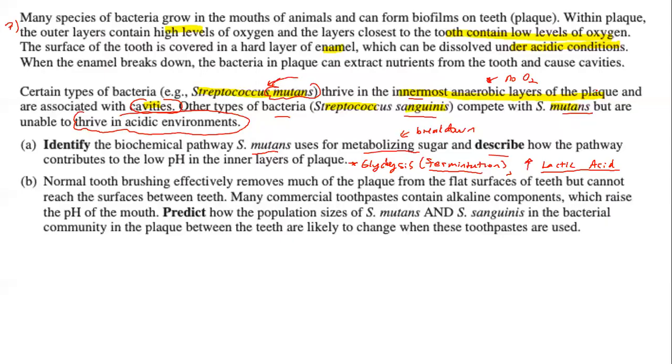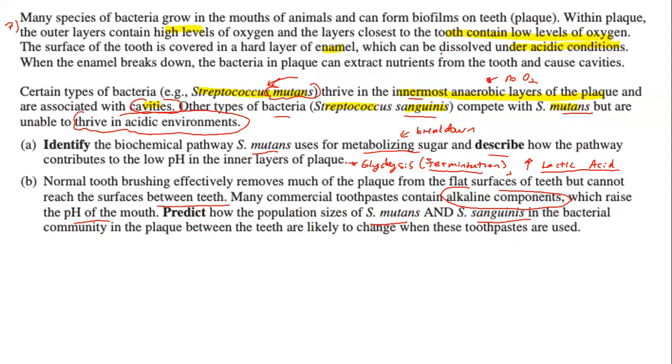Now for B, it says normal toothbrushing effectively removes much of the plaque on the flat surfaces of the teeth, but cannot reach the surfaces between the teeth. Many commercial toothpastes contain alkaline components, which essentially raise the pH of the mouth. Predict how the population size of the S. mutans and the S. sanguinis in the bacterial community in the plaque between each teeth are likely to change when these toothpastes are used.